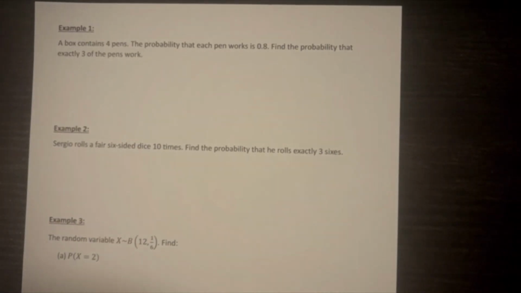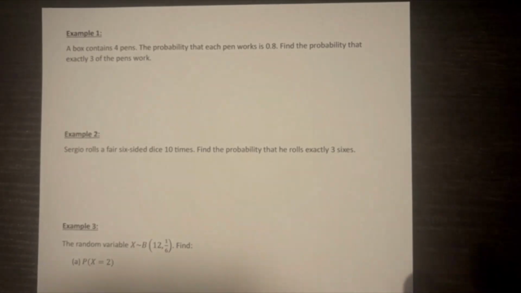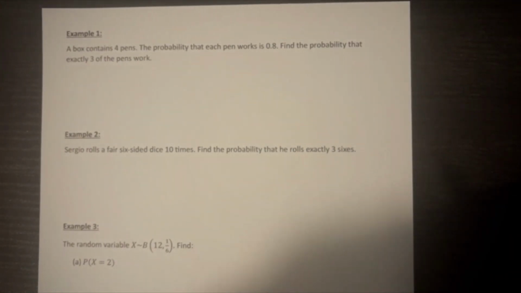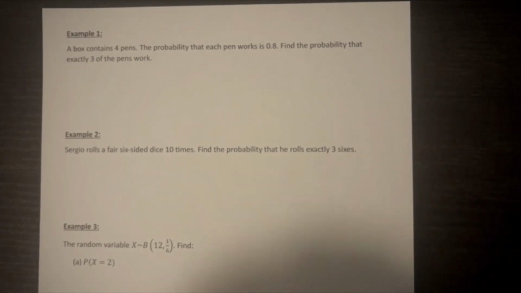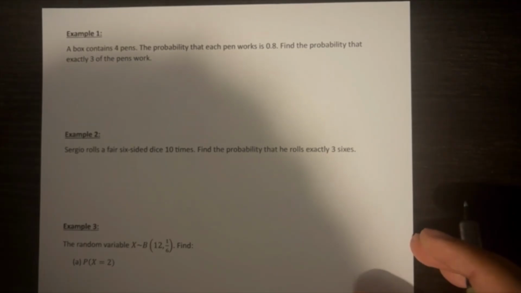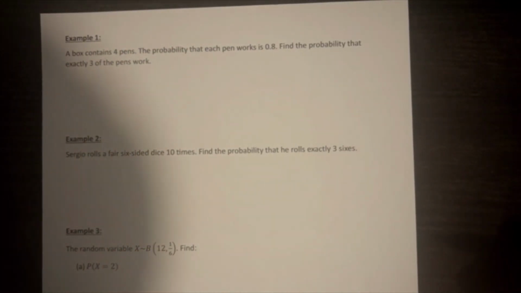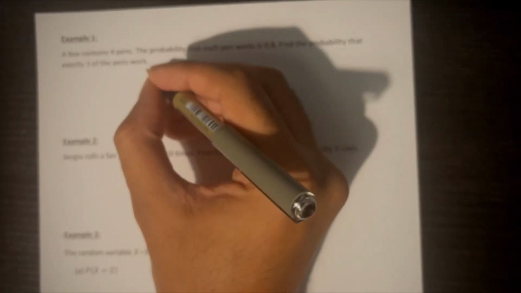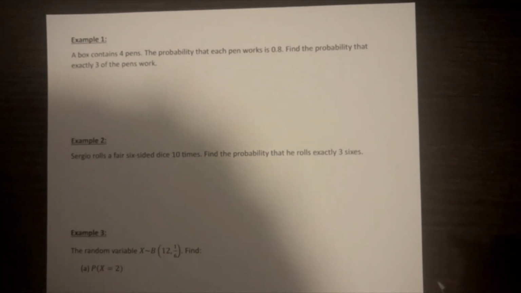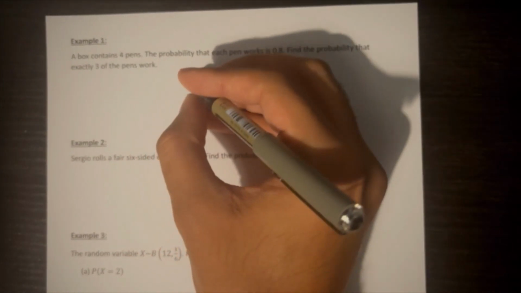So, our first example. We're told that the box contains 4 pens. The probability that each pen works is 0.8. And we're being asked to find the probability that exactly 3 of those pens work. So first of all, and always in these questions, the first thing we can do is write it in the notation we're used to seeing for a binomial distribution.